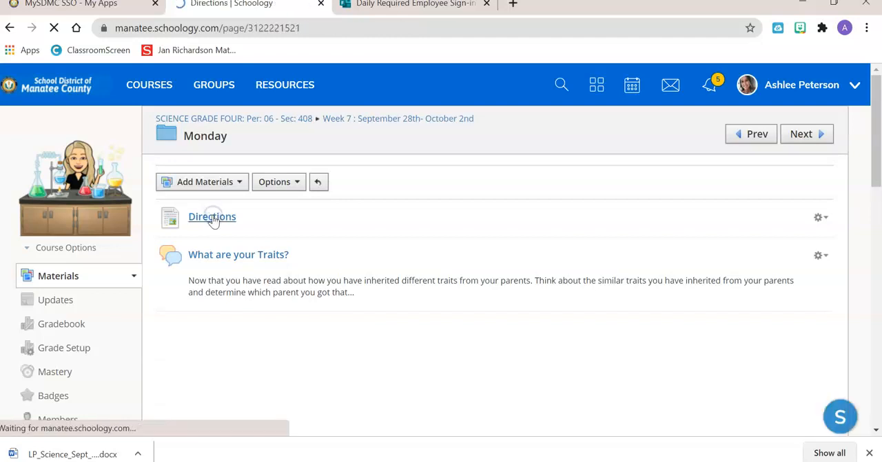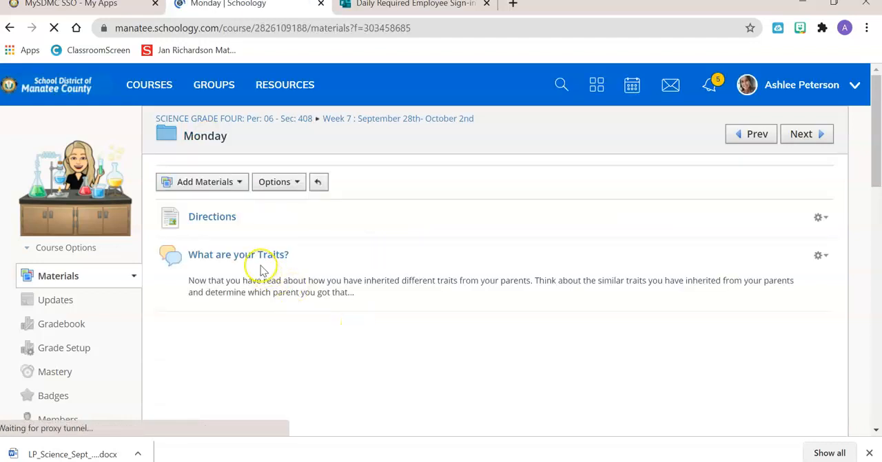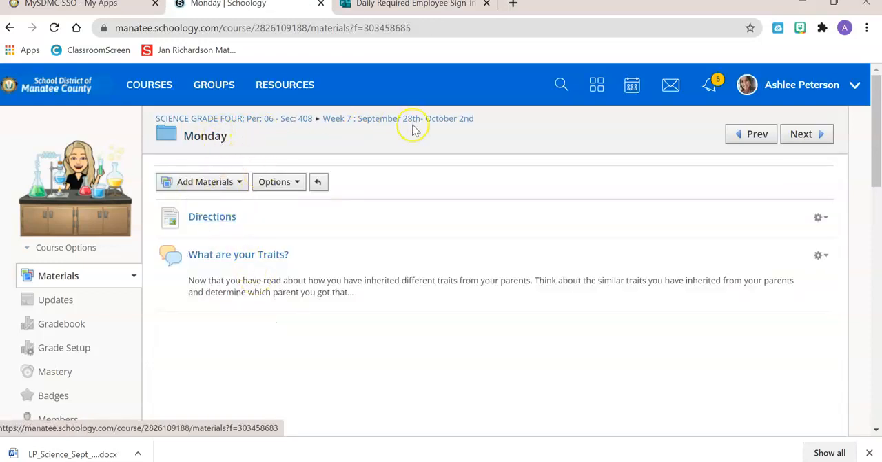On Monday, you're going to be reading pages 479 to 483 in your science textbook, and you're going to complete the discussion board, What are your traits? Now in this section, you're going to be reading about different inherited traits that you may have gotten from your parents. So we want you in this discussion board to think about similar traits that you have inherited from your parents and determine which parent you got that trait from. Make sure you determine 3 to 5 different traits in your response. So that is what you were doing on Monday.